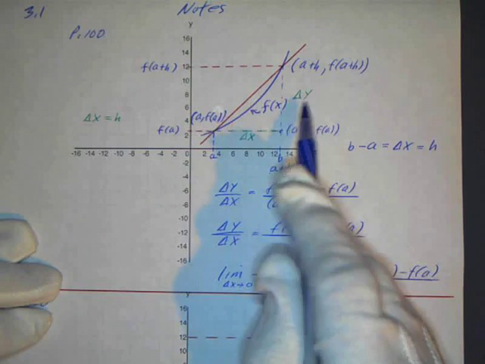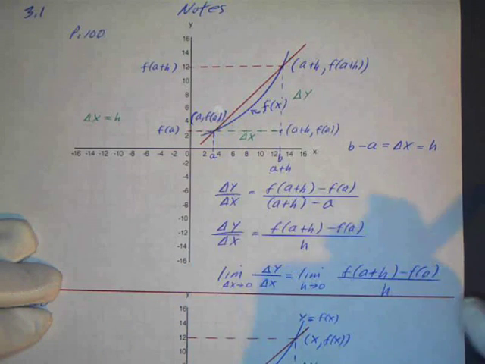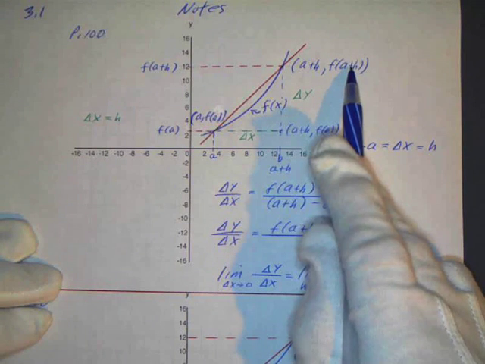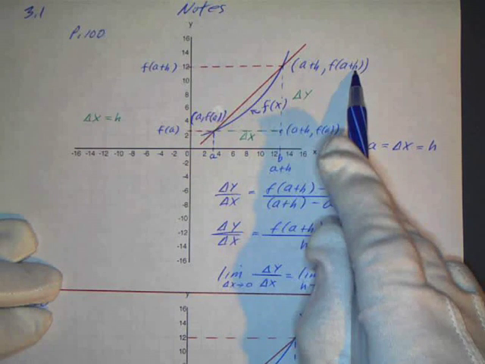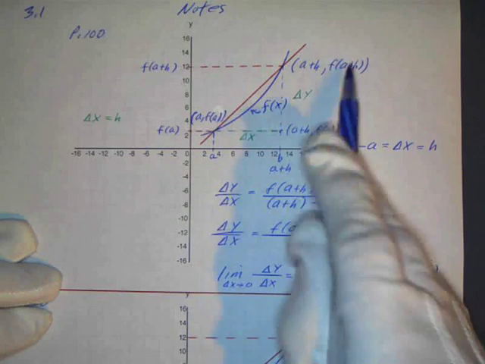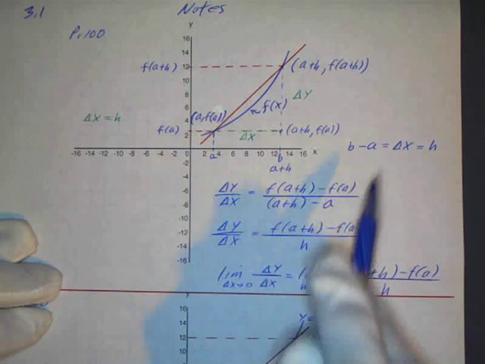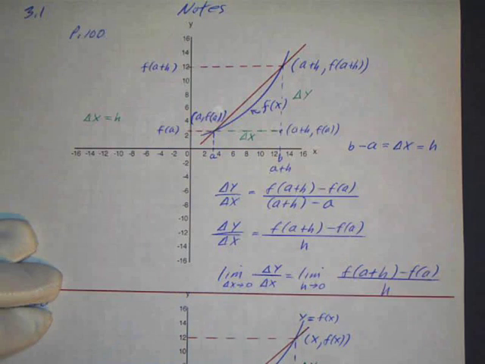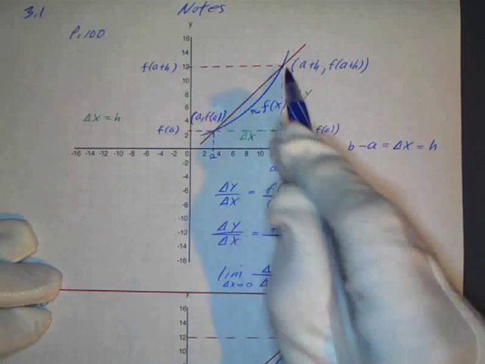And if we take the slope, that's the change in y over the change in x. The change in y is f of a plus h minus f of a. That gives you your change in y. And your change in x will be a plus h minus a. If we simplify that, we get h. So this is basically the slope of the secant line.